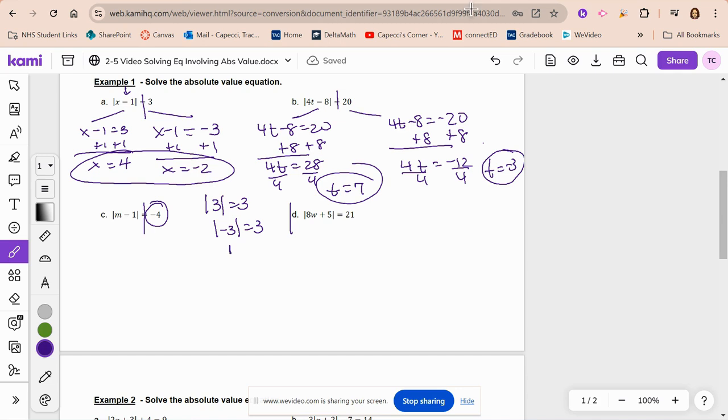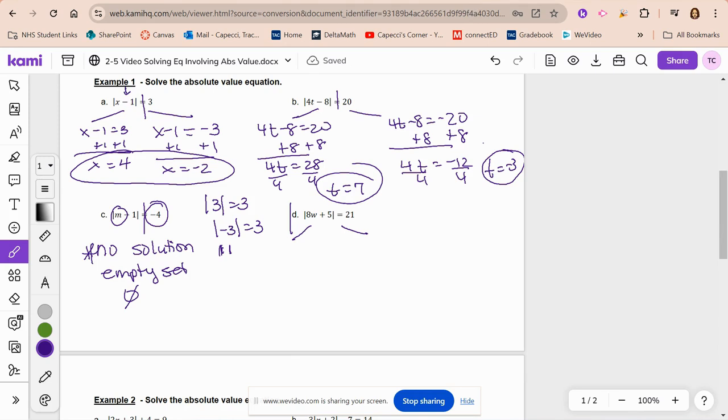I'm just going to say no solution, because there's no value that's going to substitute in for m that's going to give me an absolute value of negative 4. There's no such thing there. Sometimes you see the phrase empty set or null set. So all of those. So nothing's going to work here. Okay, very important to be aware of that.